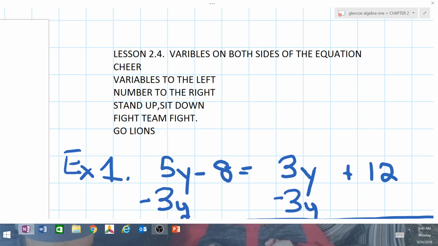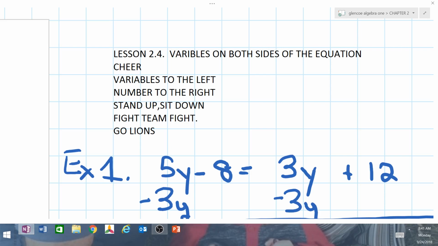But first, I'll see if I have any cheerleaders in here. Everybody, get up out of your seat. Let's do our cheer one time. You're going to watch me. I'm going to face the screen because we're going to use some arm movements as well. Hands on your hips. 5, 6, 7, 8. Variables to the left. Numbers to the right. Stand up. Sit down, fight, team, fight. Go Lions. Okay, here we go.